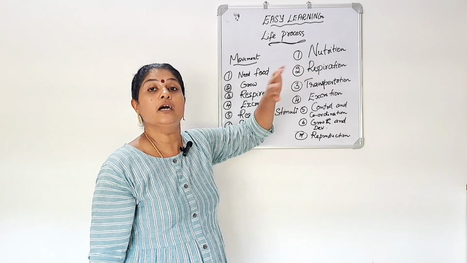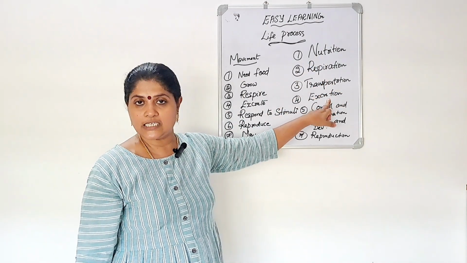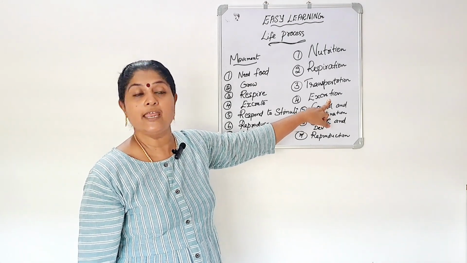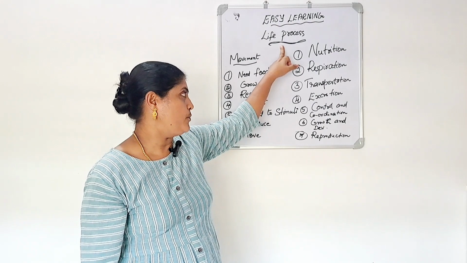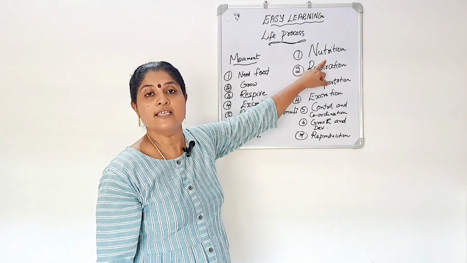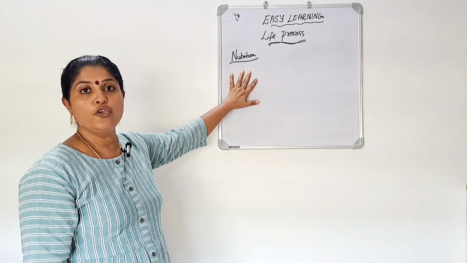So in this chapter, you will be learning nutrition, respiration, transportation and excretion. The first life process, 4 life processes you will be learning in this particular chapter, that is life processes. So first we move on to the first life process, that is nutrition. First life process in this particular chapter is nutrition.